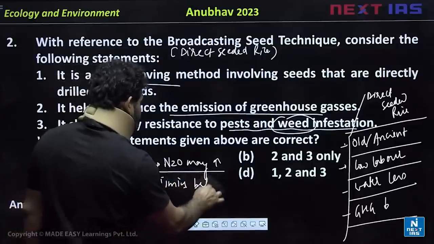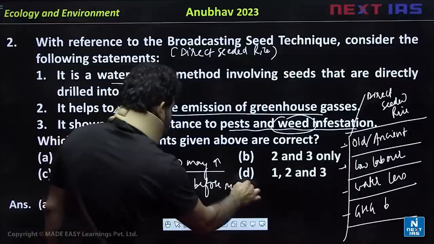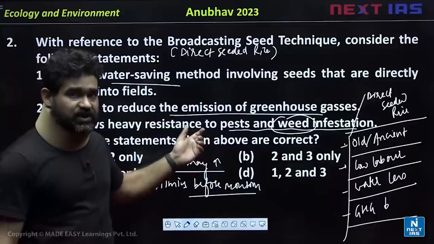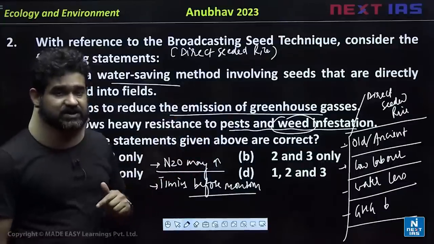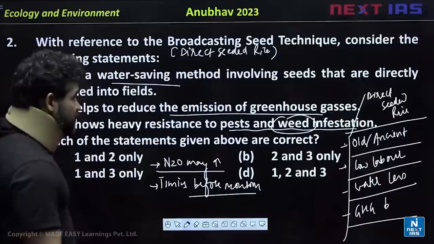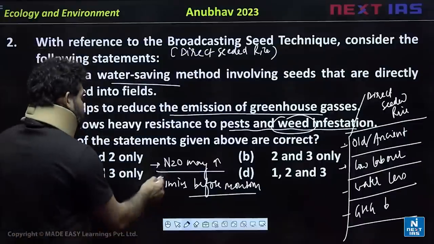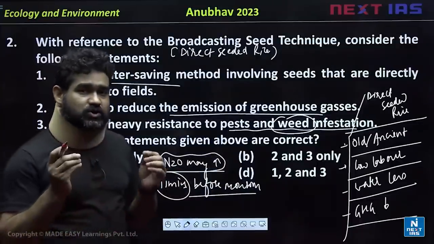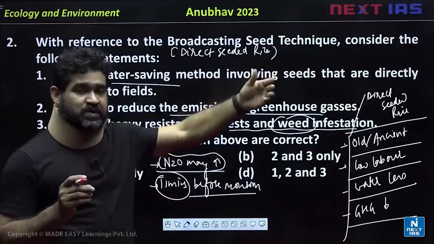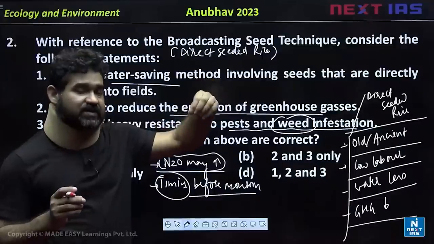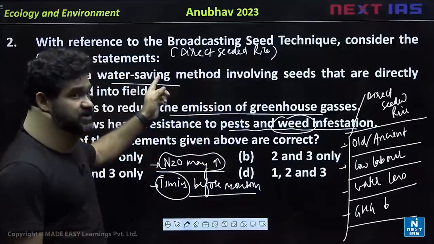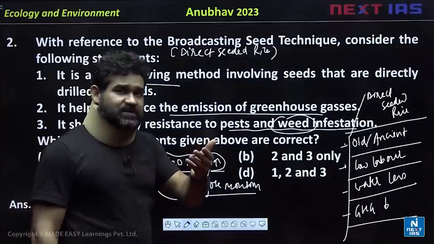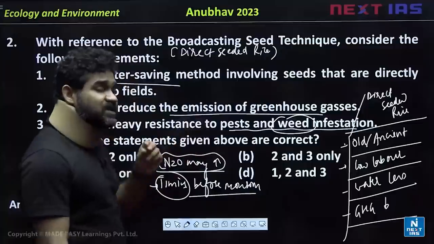Number two is timing. Timing is before monsoon, because after monsoon, if there is already too much flooding, then there will be a limitation. That limitation doesn't exist when it comes to the plantation method. Here, timing is also one of the considerations. N2O may increase. Sometimes seed consumption also may be more, because with plantation you have a sapling, so the seed requirement may be relatively less in comparison to the broadcasting seed technique. In direct seeded rice, the seed requirement may be slightly more.